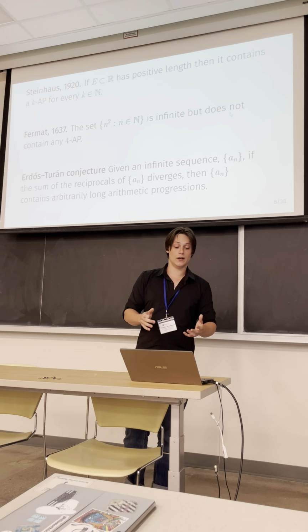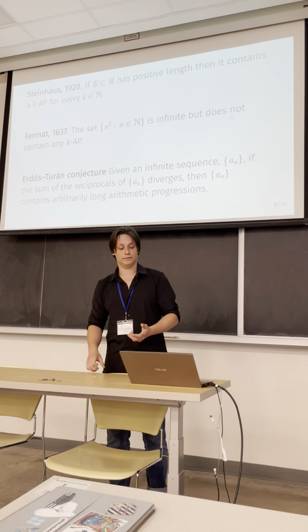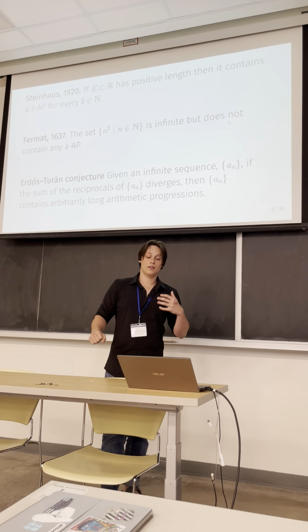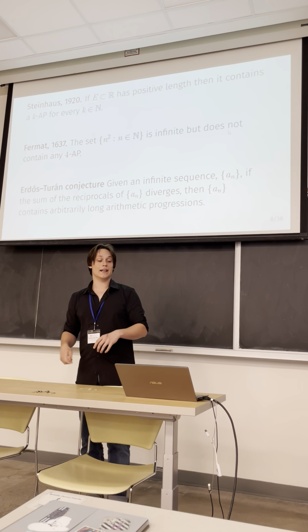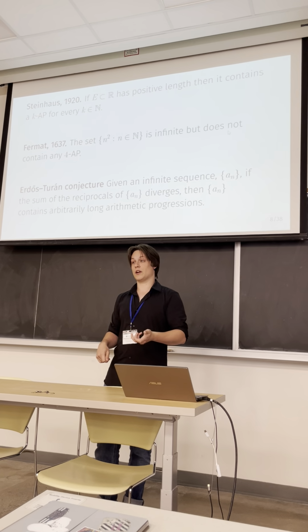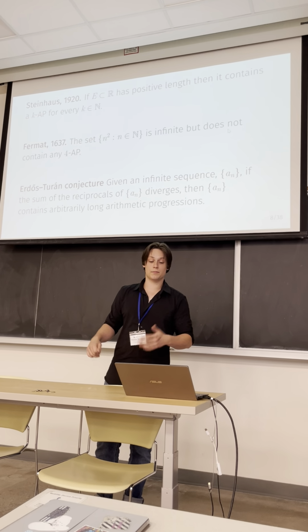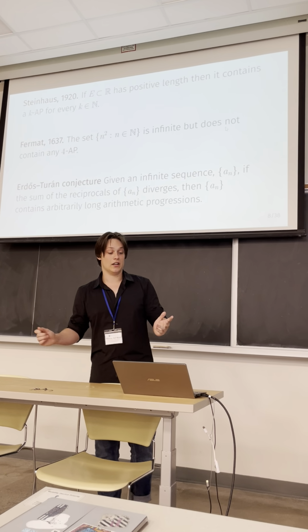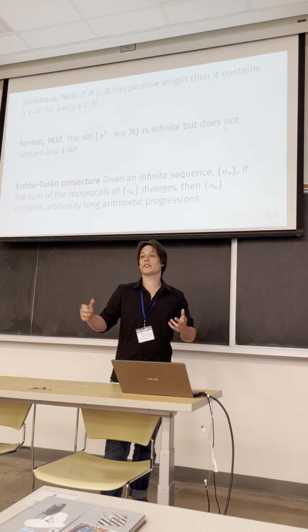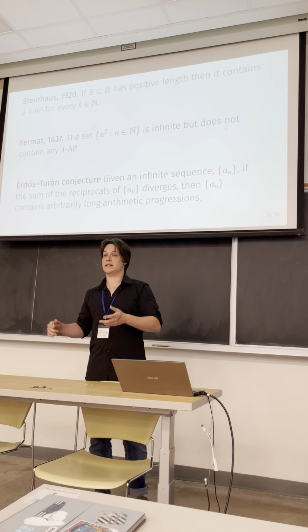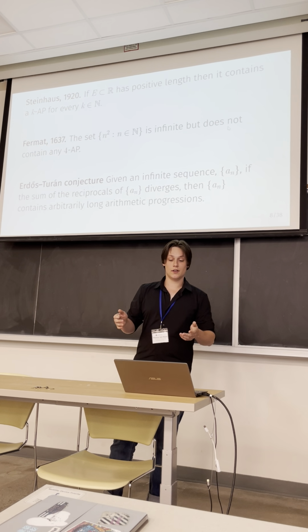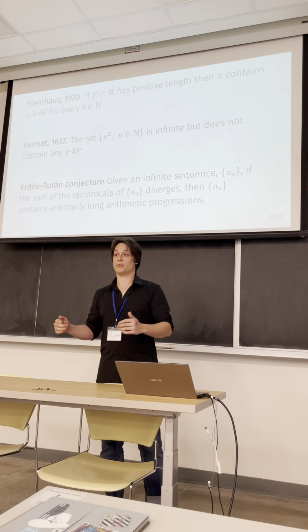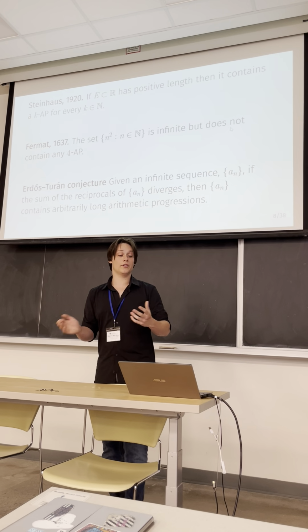And our third idea is the Erdős–Turán conjecture. Given an infinite sequence A, if the sum of reciprocals of A diverges, then A contains arbitrarily long arithmetic progressions. This has yet to be proved. It's been around since the 1900s and some time. Results have come, like Tao proved that the primes contain arbitrarily long arithmetic progressions, and we know that the reciprocals of the primes diverge. So therefore the primes satisfy Erdős–Turán.